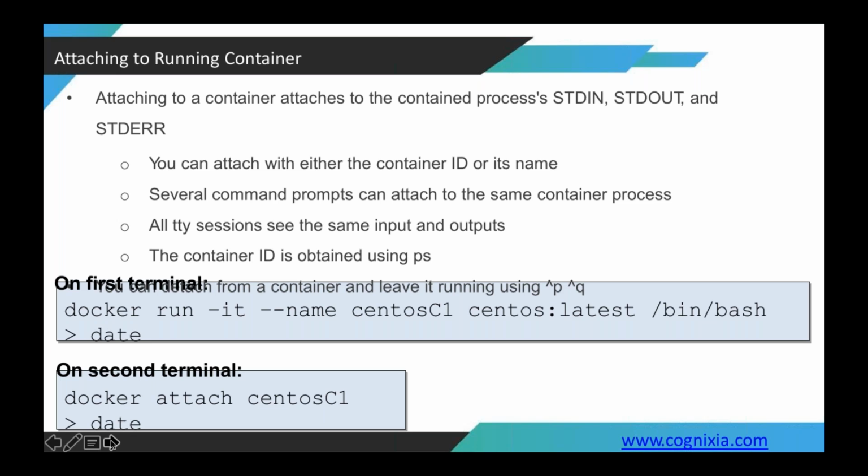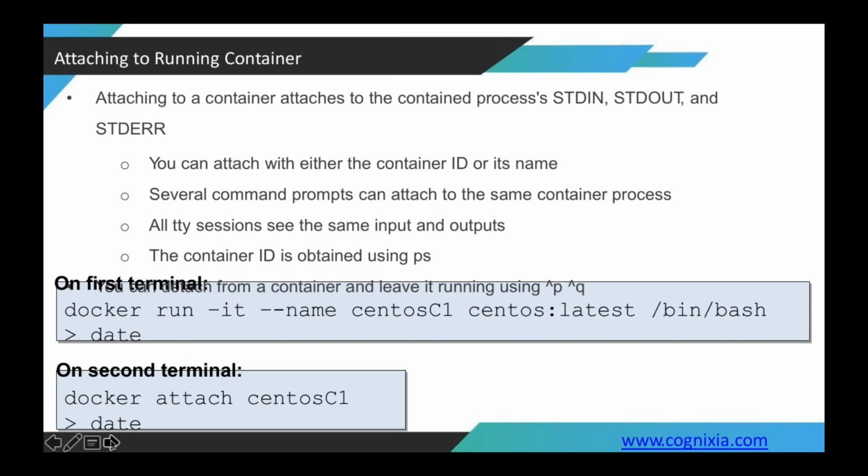So you can attach to any running container using docker run -it, name of the container, image of the container, and bin bash. This will allow you to get inside the container. Or you can issue the docker attach command as well, followed by the container name. It's up to you, both of them are correct.